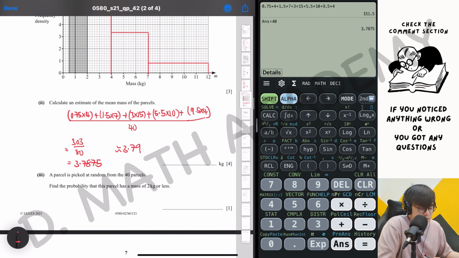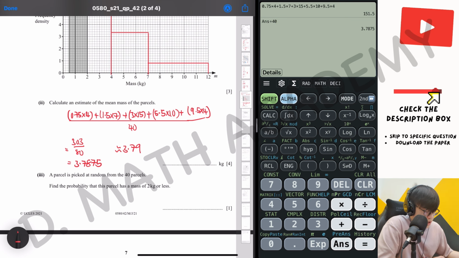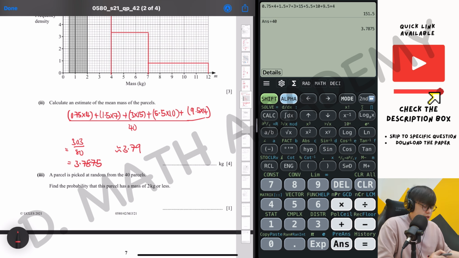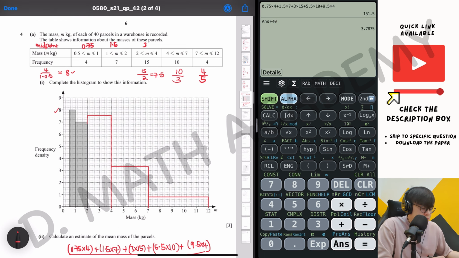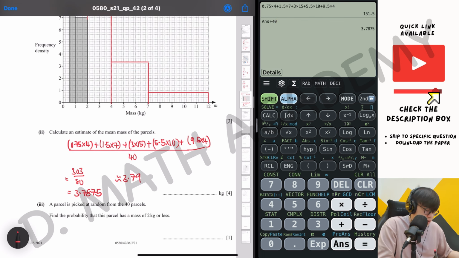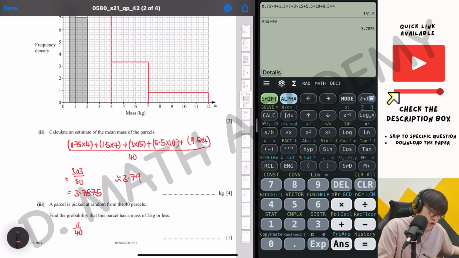Okay, so a random parcel is picked from the 40 parcels. Find the probability that it has a mass of 2 kg or less. So let's check from the top here. 2 kg or less, there's a total of 11 of them. So the correct answer should be 11 over 40 here. That's how you get the results for part A3.